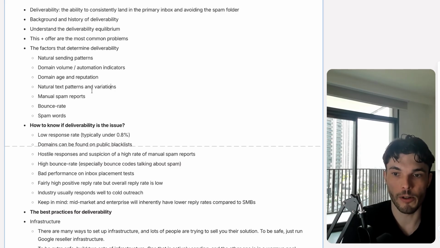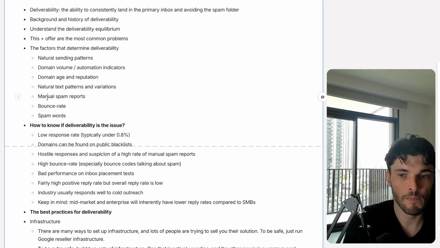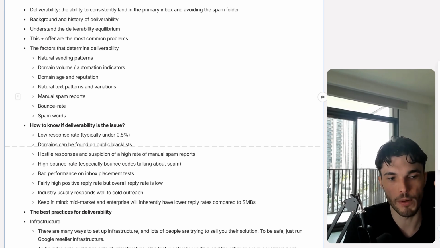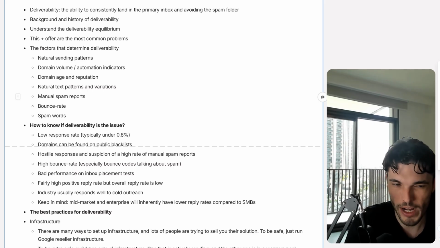Another thing, which is arguably the most important one, is manual spam reports. How many people are manually reporting your emails to spam? The reason that's so important is because this is the most accurate data point that Google and Microsoft can possibly use: are our users reporting this domain to spam? If they are, then we want to protect our users and make sure other users don't get the same emails, right? So that's why it's so important.